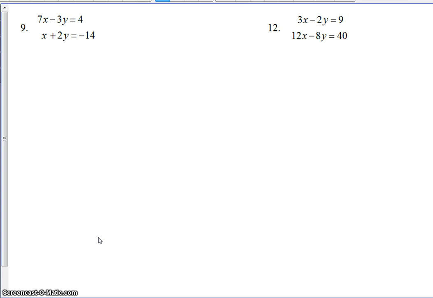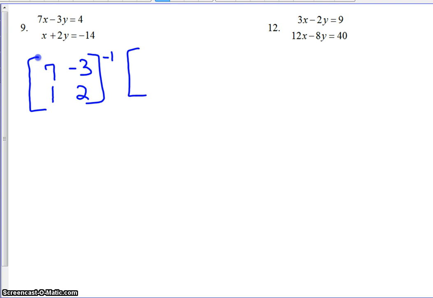If we look at problem number 9, from the worksheet that we have, I just want to give an example. What we do to solve this is we'd say 7, -3, 1, 2. I'm looking at the coefficients for my x and my y, and I want to take the inverse of that matrix multiplied by 4, -14. So it's multiplied by the constant matrix that's on the other side.